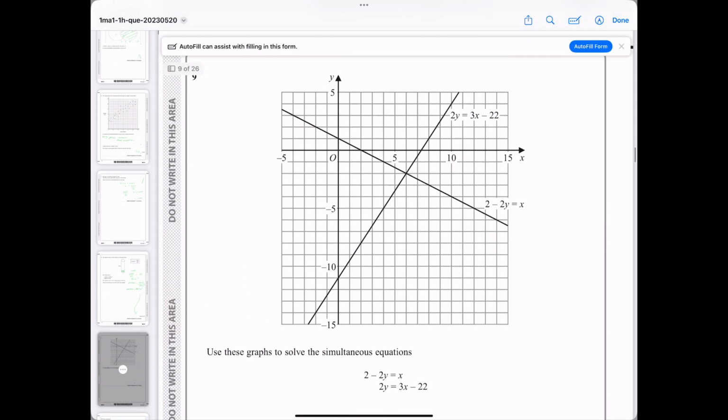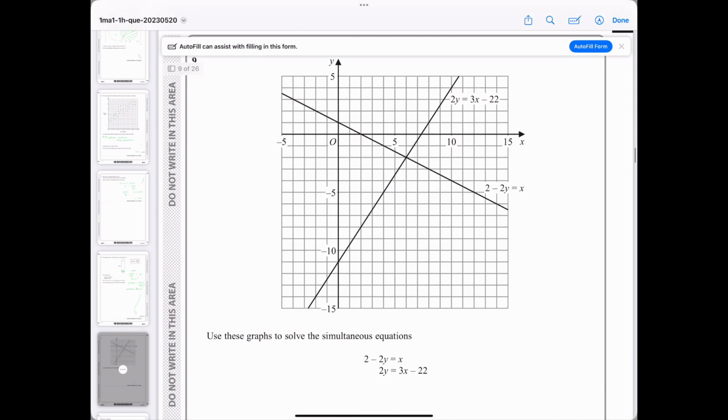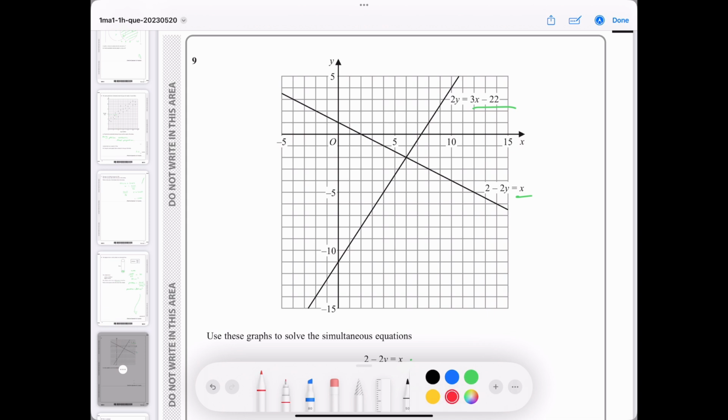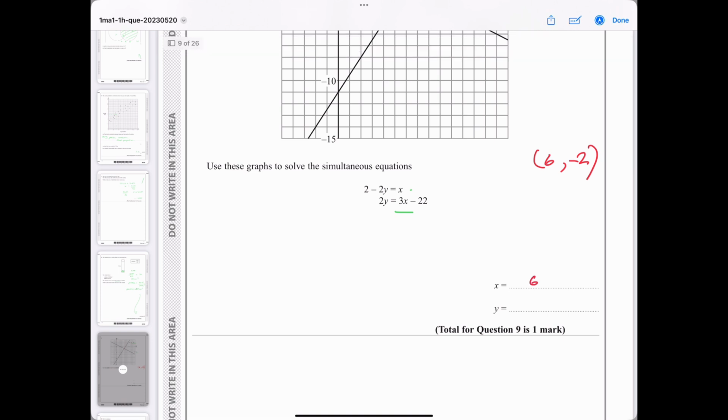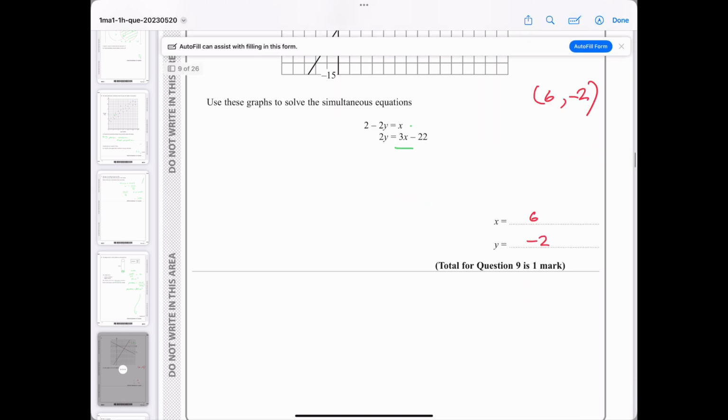Right, here we have, oh, it's lovely when they give you these. Use these graphs to solve the simultaneous equation. So that literally is this line there. This is that line there. And where they meet, which is right there, is our answer. So our answer is 6, which is the x-coordinate, and minus 2, which is the y-coordinate. And that is how you do that without overthinking it too much.